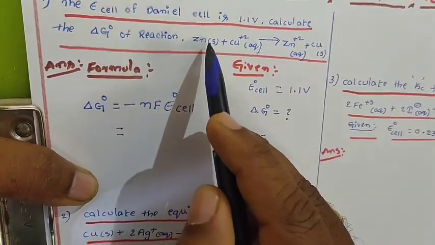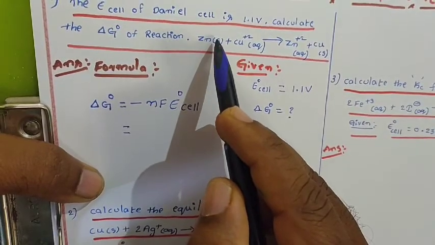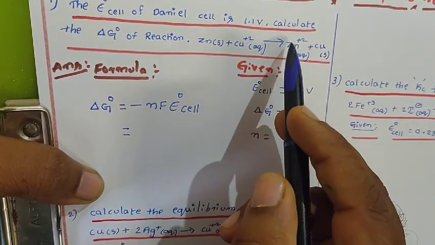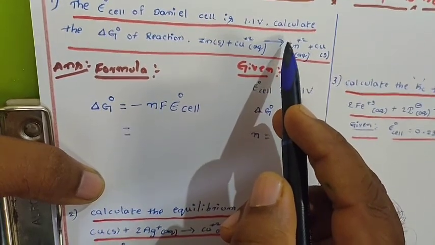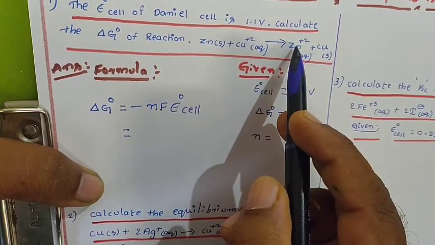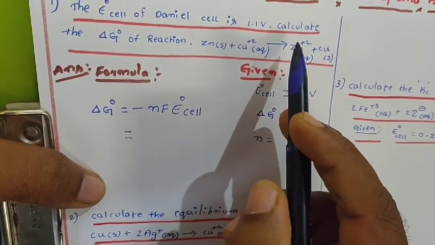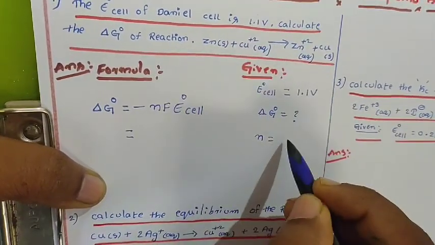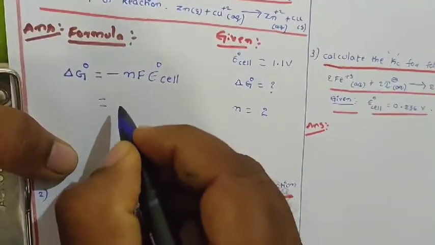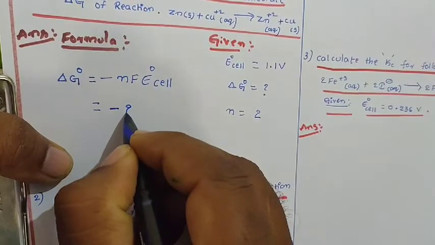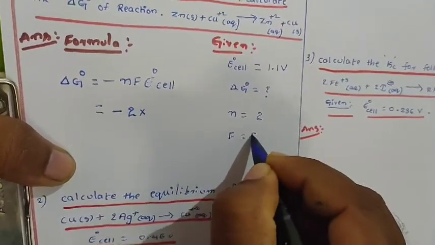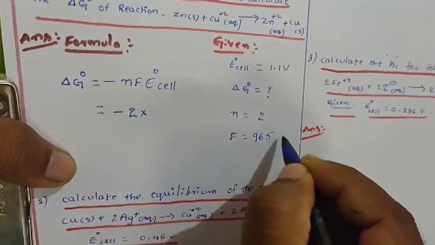Look at the equation. Zn is losing 2 electrons. When Zn is losing 2 electrons, Zn is converted into Zn plus 2. Then the number of electrons is equal to 2. Then minus 2. The F value we know.